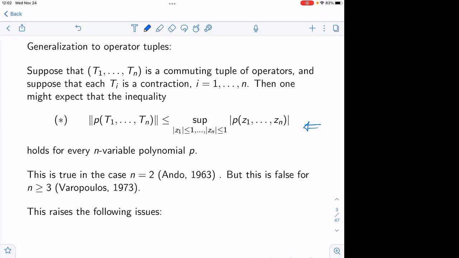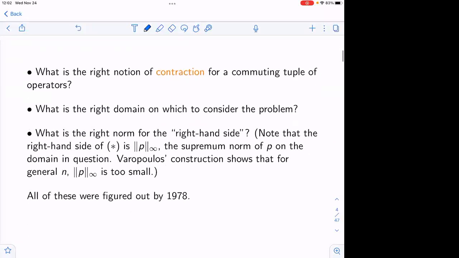So basically there are these issues. First of all, what's the right notion of contraction for commuting tuples of operators? And then, what's the right domain for the right-hand side? And then the question is, what's the norm? So all of this was figured out by 1978.